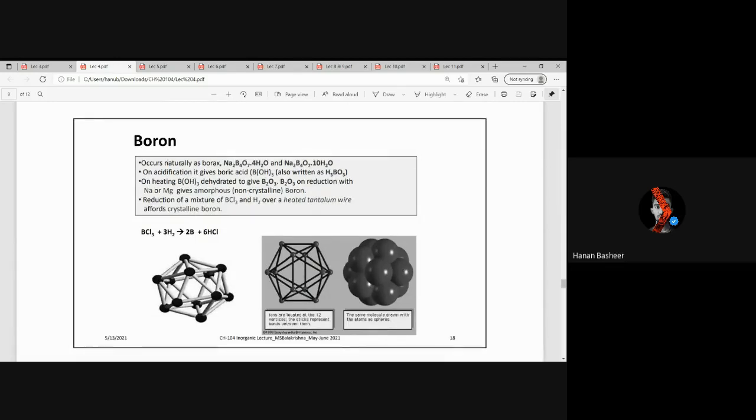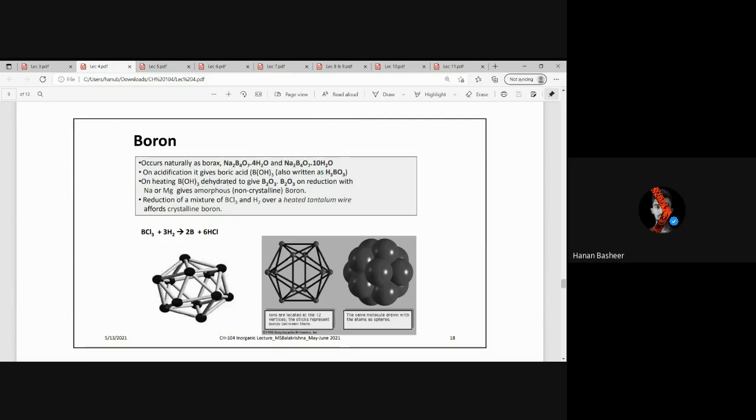So it naturally occurs as borax, which is Na2B4O7.4H2O, and it also has a 10H2O form. And on acidification, it gives boric acid, which is written as B(OH)3, but it will give us a false sense that this is a base, though it is also written as H3BO3. So we have to keep in mind this is an acid, not a base.